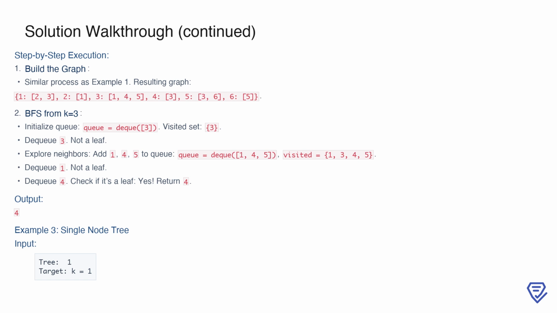Dequeuing node 1, we find it isn't a leaf. Then, we dequeue node 4. Since it has no neighbors, it's a leaf, and we return node 4 as the closest leaf to the target. Thus, the output is 4.